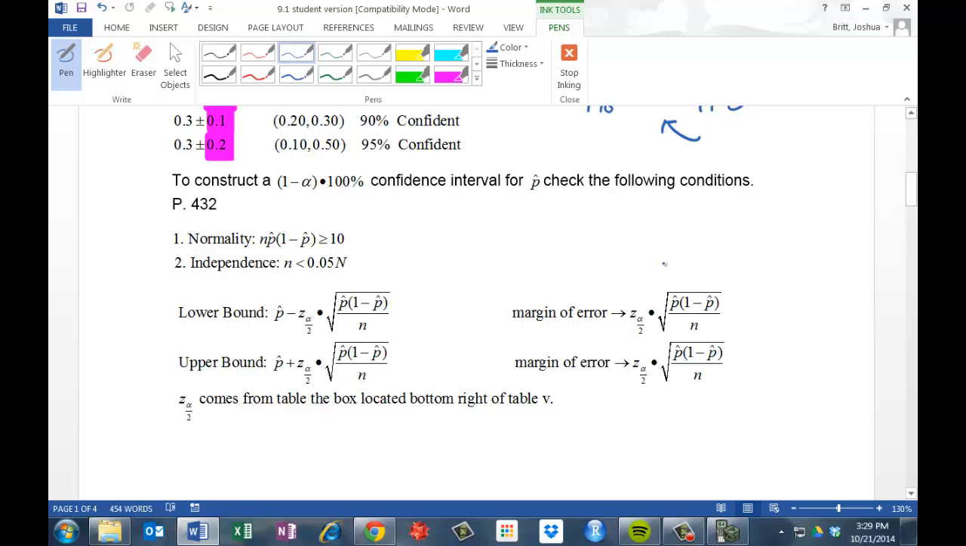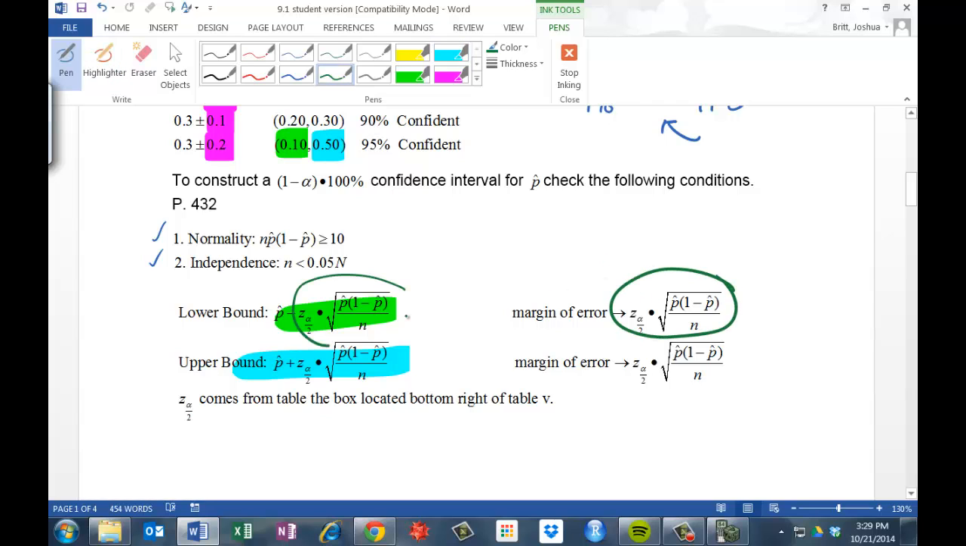Now, to construct a confidence interval, you check the two conditions here, which will always be met. You don't have to worry too much about those. You're going to have a lower bound and an upper bound. If we do this by hand, the lower bound would be calculated here and the upper bound here. I'm going to show you how to do this with technology to speed things up. The margin of error is this term, and it's the same for the lower and upper bound.